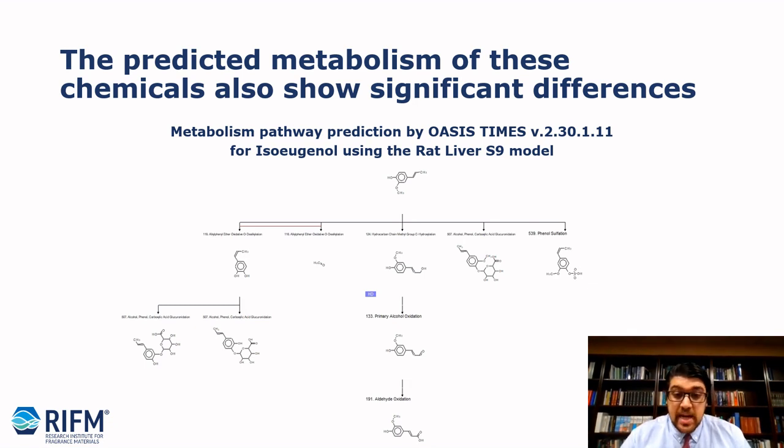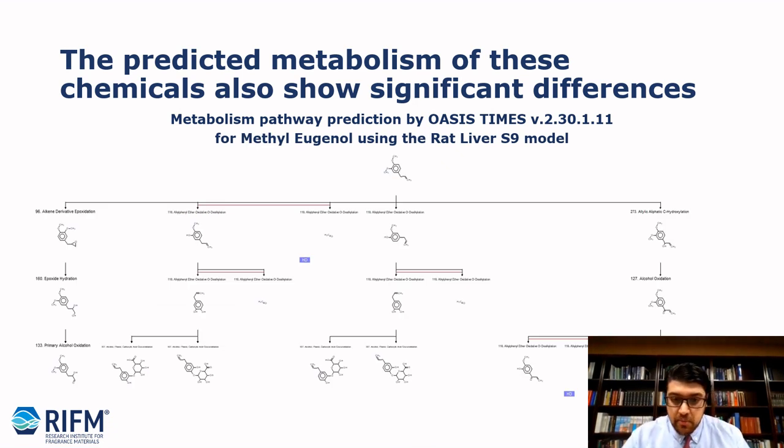We can then look at the predicted metabolism to also show differences between these two materials. Shown here is the metabolism pathway predicted by Oasis Times using the rat liver S9 model. Here we're showing isoeugenol. Unfortunately, it's a little small due to the size of the metabolism pathway. But if we look at this overall graphic and then compare it to the methyleugenol pathway here, you can see very clearly that they are very different. The amount of metabolites formed are different, and the types are also different as well. This leads into the differences between these two materials.